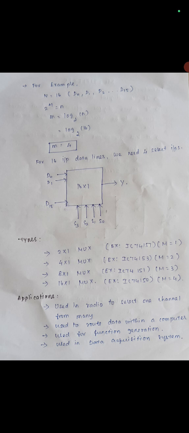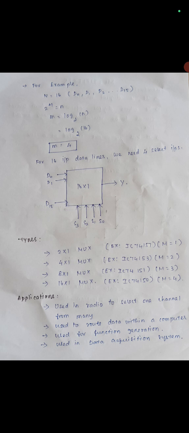Consider the number of data lines n is equal to 16. That is, the data are D0, D1, D2, D3 up to D15. So we have 16 data inputs. How many selection lines do we require when designing the mux? Apply the n value in the formula. 2 power m is equal to n, which implies m is equal to log 2 of n. Log 2 of 16 is 4, so m is equal to 4. So we need 4 selection lines for 16 input data lines.